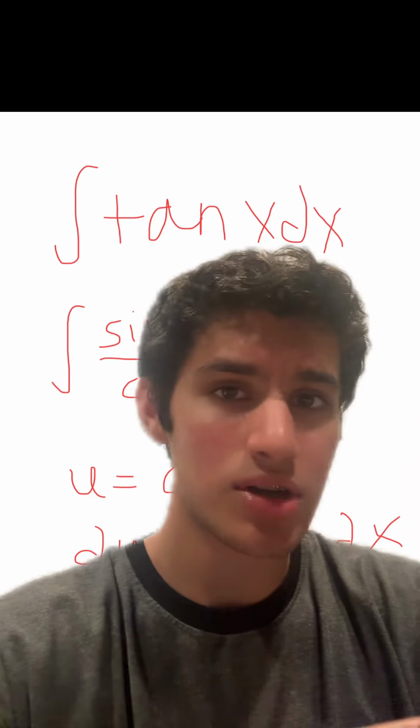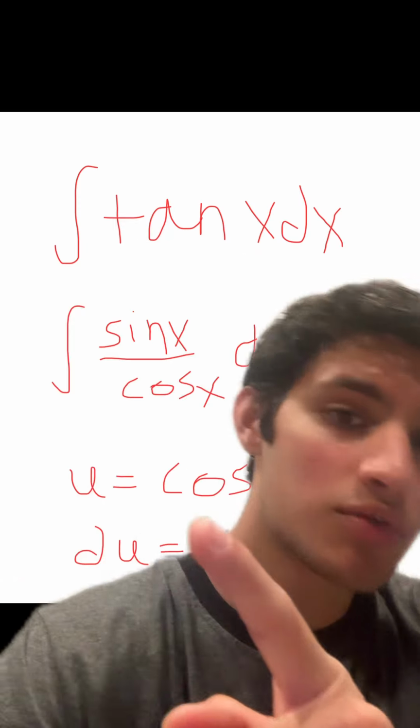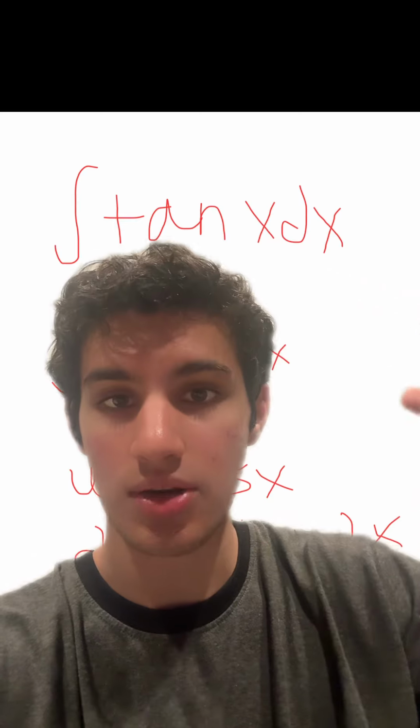Of course, we can't leave it in terms of u, right? We were given a problem with tan of x, not tan of u. So you define what u is in terms of x and put that back in. And remember, we defined it as just cosine of x. So now we've got negative natural log of the absolute value of cosine of x, plus c. That's one way to write it.